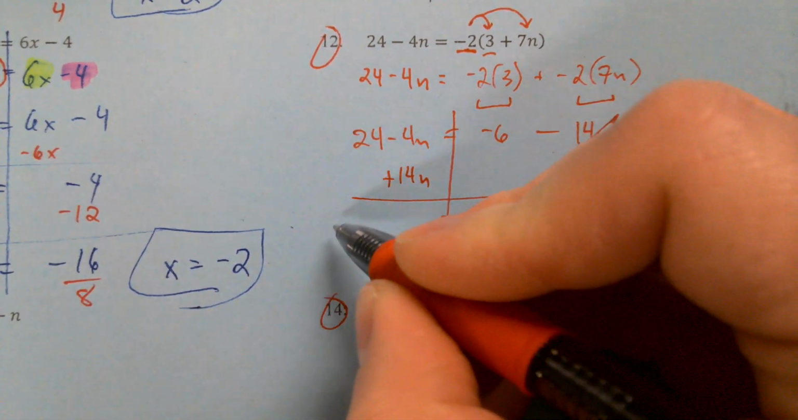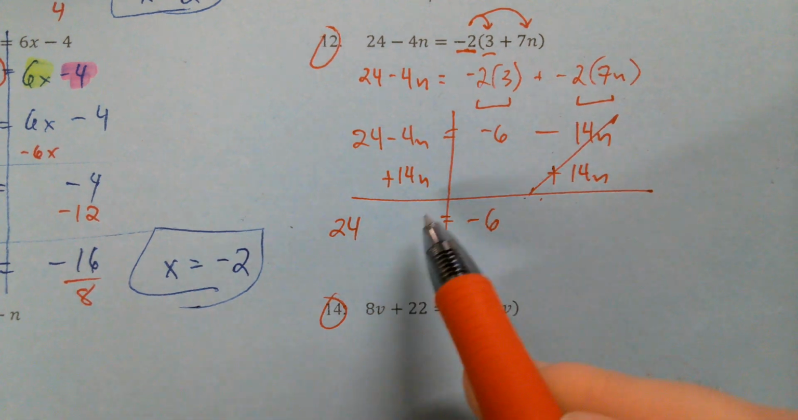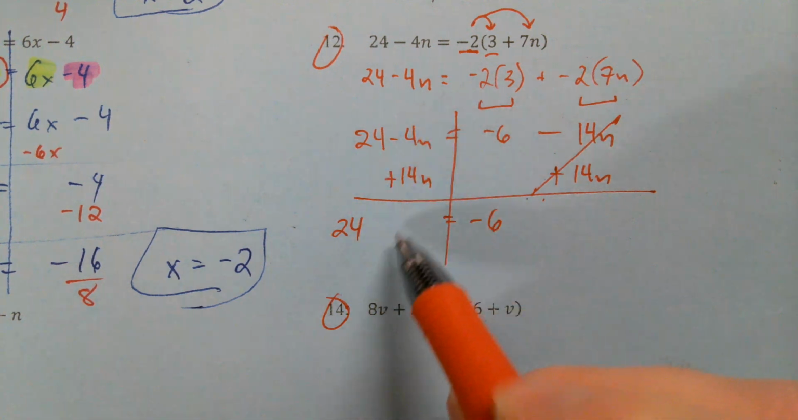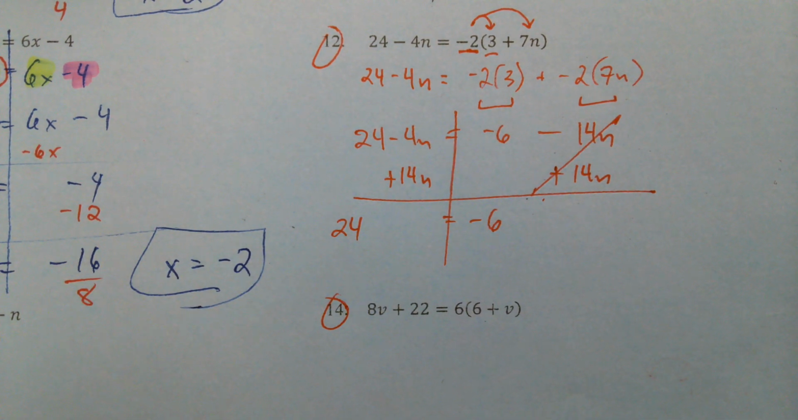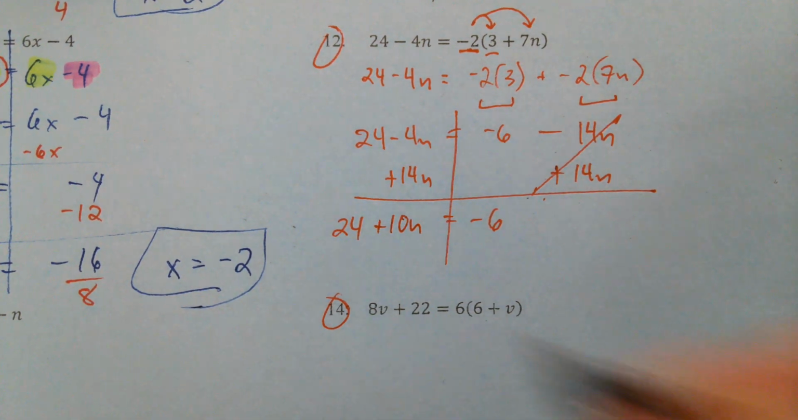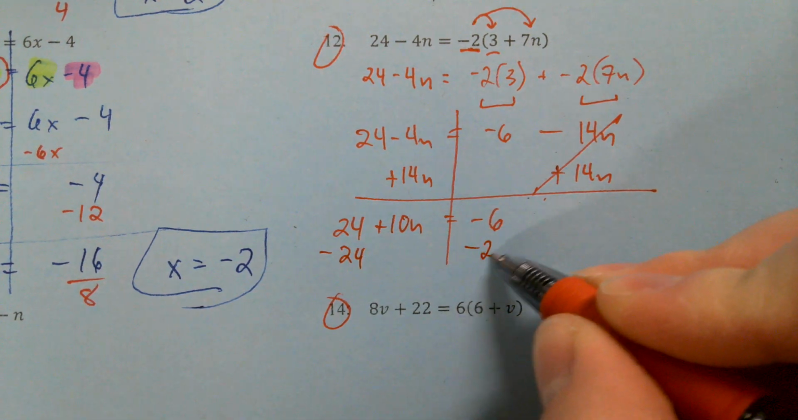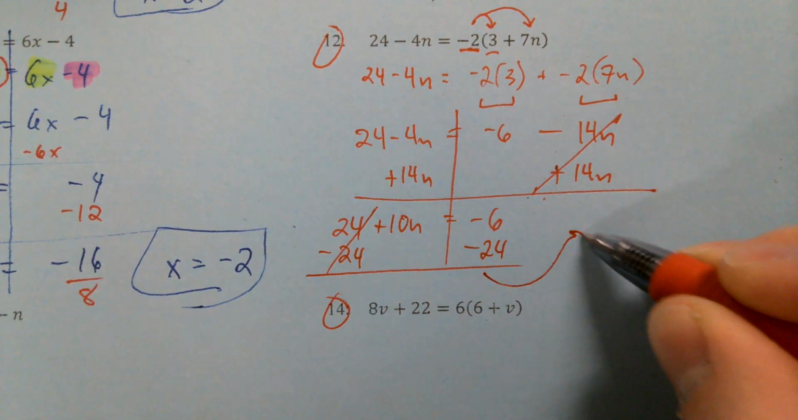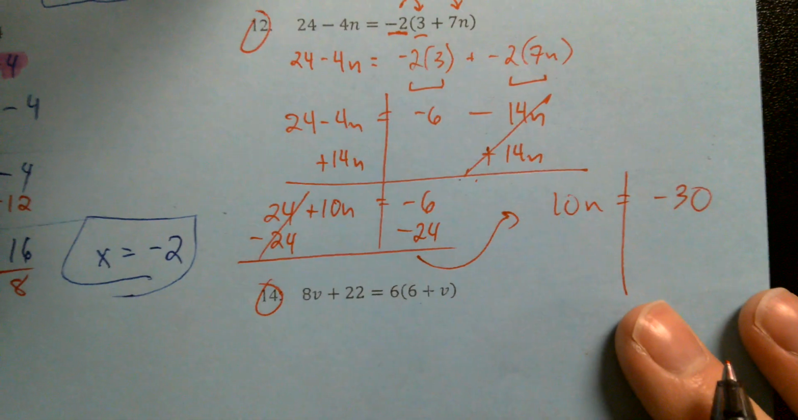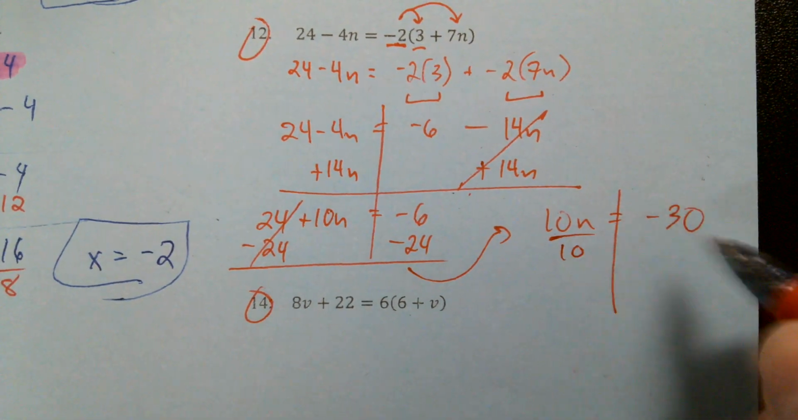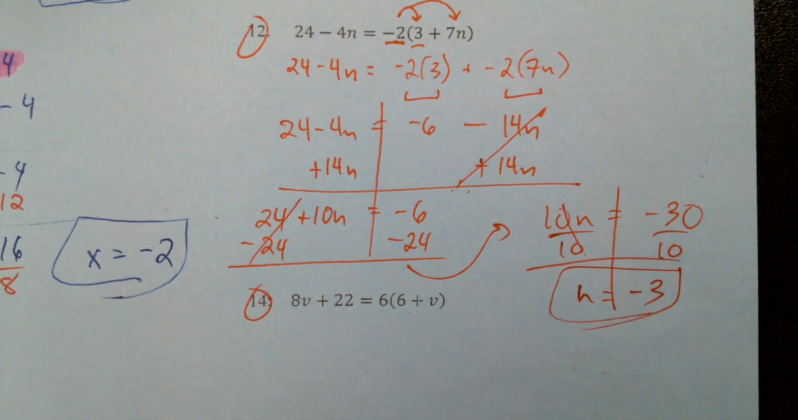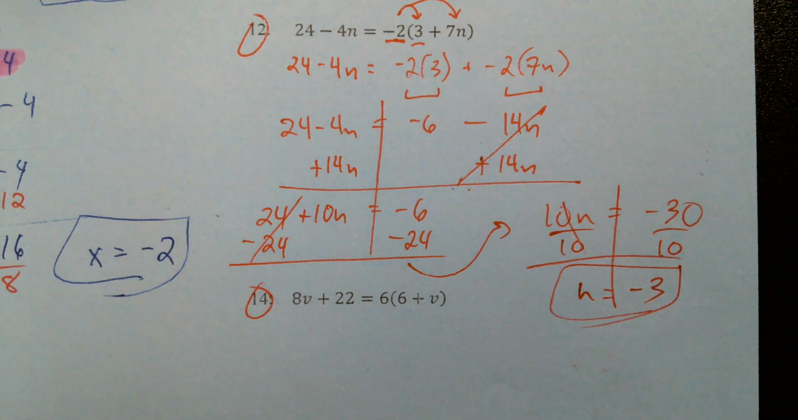So we're left with -6 on the right. 24, what's my new variable term over here? -4 plus 14. It's like 14 minus 4. 10, good, plus 10n. Now we're going to bring this constant over to the right. I'm going to continue it up here. 10n equals negative 30. That's what we end up with. Divide both sides by 10. What's my n? Negative 3. Thank you. Absolutely right. Negative 3 is what we get.